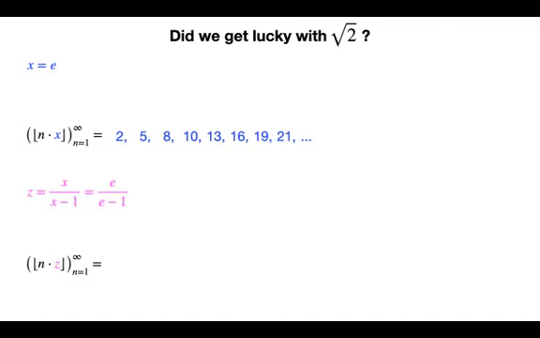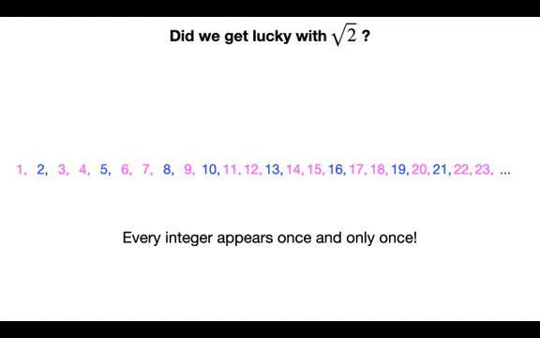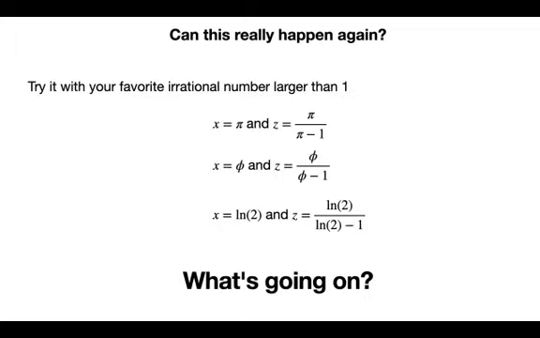We perform the same process. We compute the number e over e minus 1, take the integer multiples of that number, round down, and we get the corresponding integer sequence listed in magenta. Now we take the blue sequence and the magenta sequence again, interweave them in increasing order, and sure enough, every integer appears once and only once. It's truly amazing that this works. Can it really happen again?